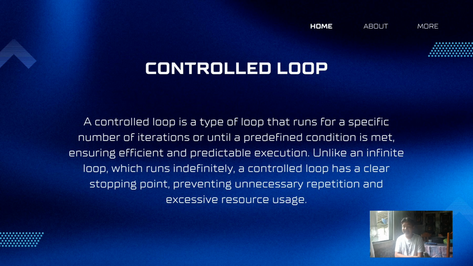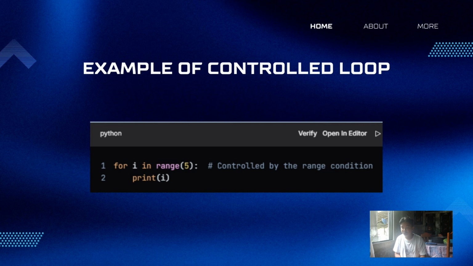So the infinite loop is different because the infinite loop just keeps repeating. The controlled loop has a clear stopping point, no? It prevents unnecessary repetition, so it stops repeating, and excessive resource usage. So here is an example of controlled loop, no?